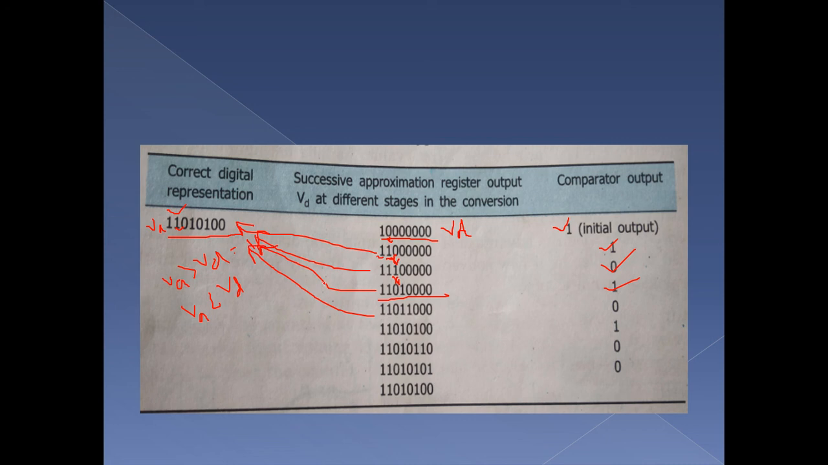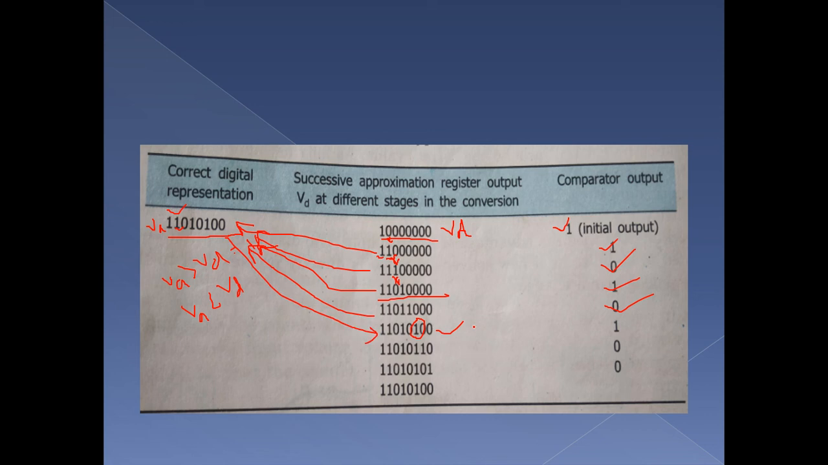Comparing with this input, VA is lesser, so the comparator output will be 0. Again we need to recorrect the previous bit, changing it to 0, and then change the next bit to 1. Now it is compared with VA, and checking 1 1 0 0, all bits are equal. In this condition both are equal.